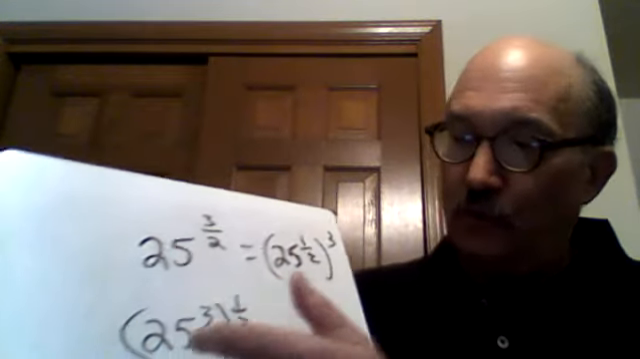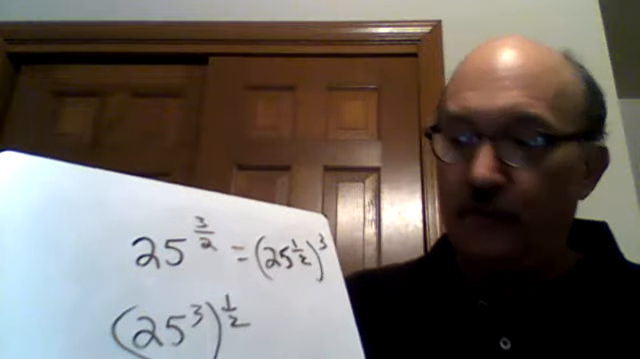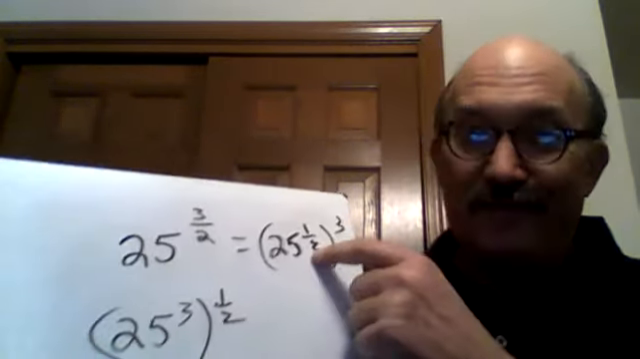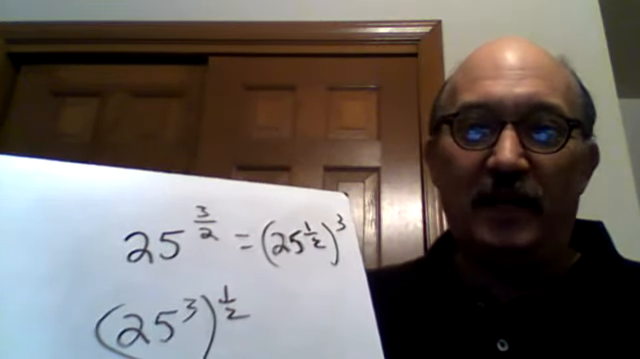You can try it if you like. Do 25 to the 3rd power, get that on a calculator, and then hit the square root key. You're going to get 125 just like we did before. But the first way that I did it was much easier than this. So try to keep that in mind.